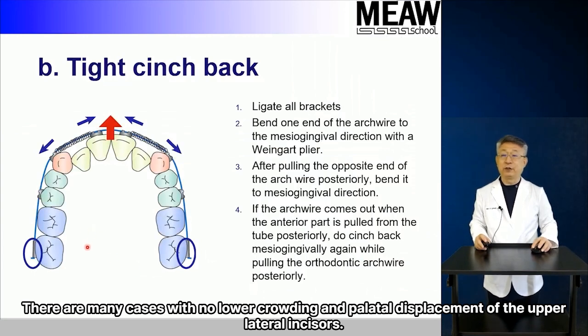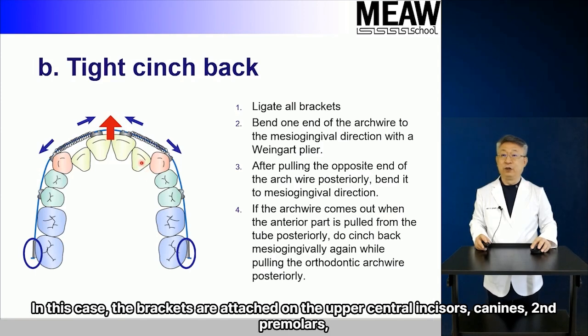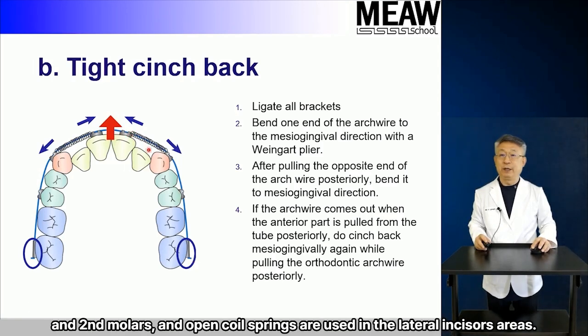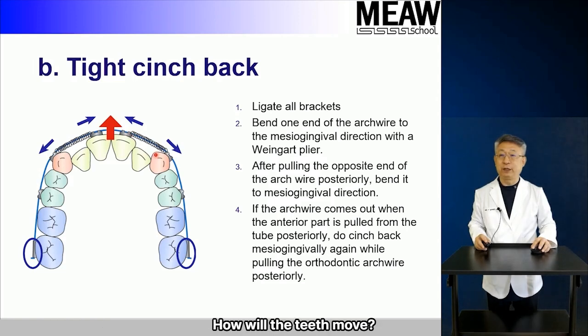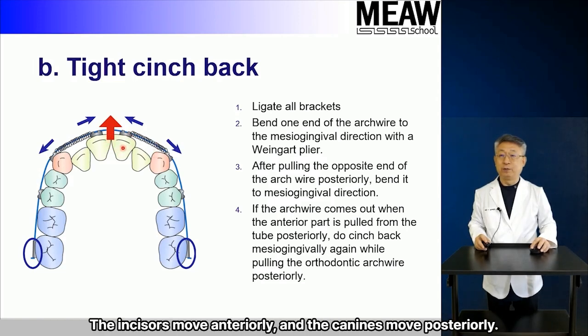There are many cases with no lower crowding and palatal displacement of the upper lateral incisors. In this case, the brackets are attached on the upper central incisors, canines, second premolars, and second molars, and open coil springs are used in the lateral incisor areas. How will the teeth move? The incisors move anteriorly, and the canines move posteriorly.